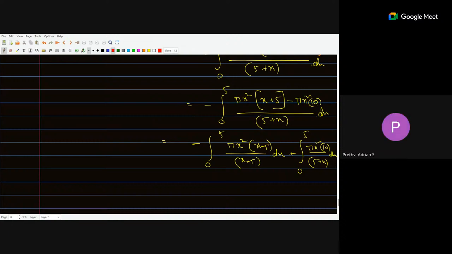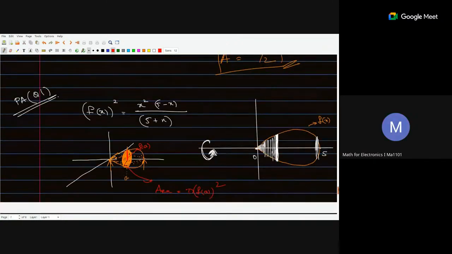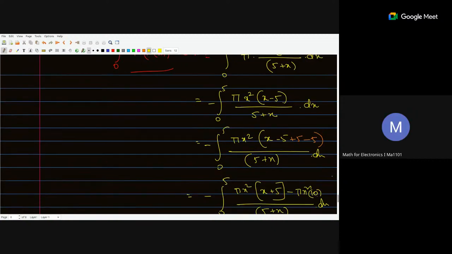Sir, could you please show the initial steps of this sum, sir? This one. This is where we started. We are trying to compute this. Okay, sir. And f of x whole square is given to us as like this. Okay. Yes, sir. Now I wrote it like this. So minus I pulled out from the numerator outside. Yes, sir. I wrote it as x minus 5. Now x minus 5, I'm writing it as x plus 5 minus 10. So even that will also be x minus 5.